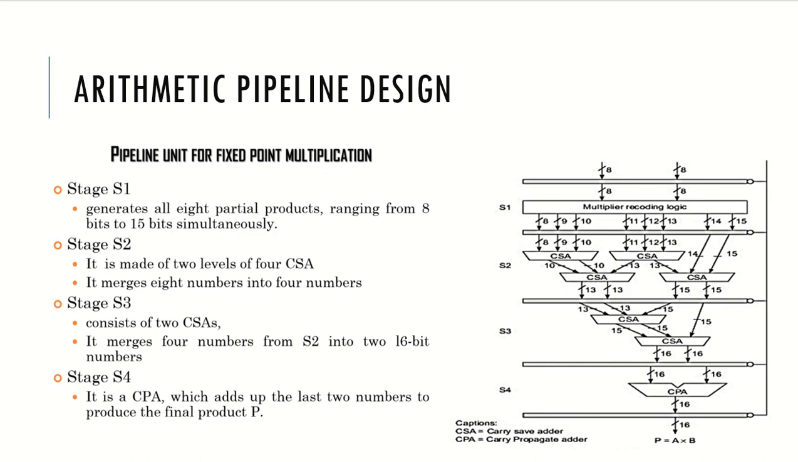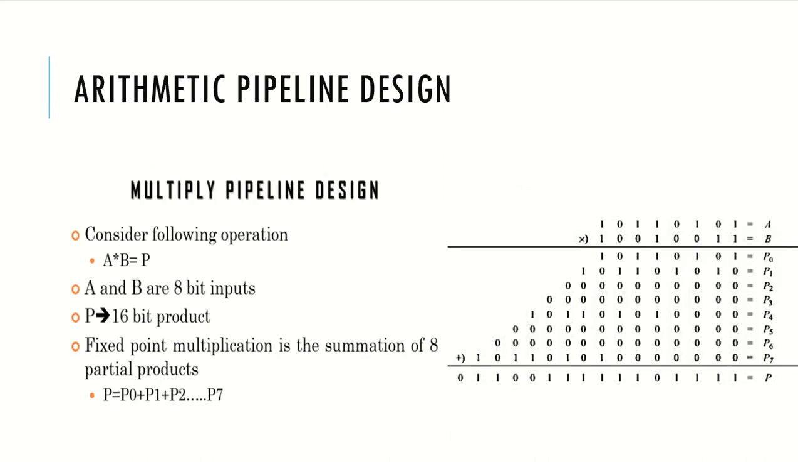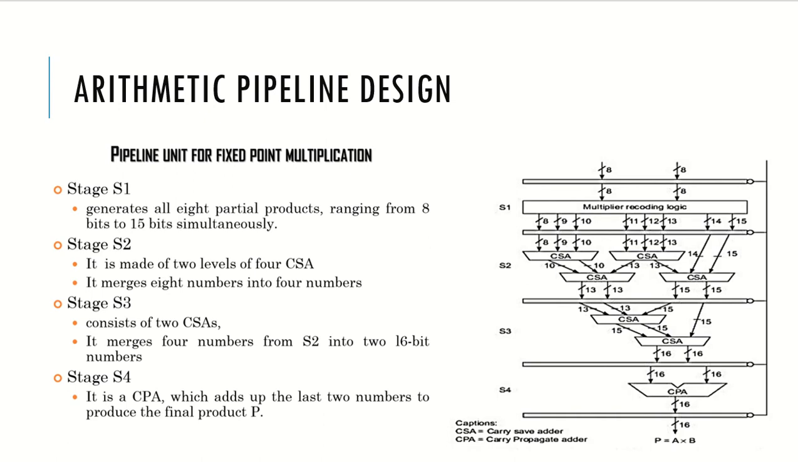Now talking about this fixed point multiplication, what should be the pipeline for fixed point multiplication? In the case of a pipeline for fixed point multiplication, you will need 4 stages: S1, S2, S3 and S4. Here we are talking about two values, each of 8 bit length. Those will be fed into the first stage. So in the first stage, S1, what happens is it is going to generate all the 8 partial products ranging from 8 bits to 15 bits simultaneously.